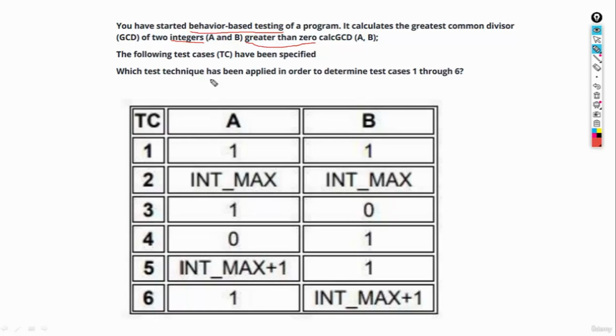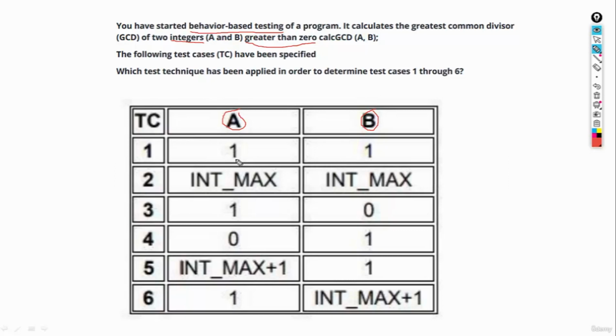So here the tester has already written some test cases. These are 6 test cases. For each test case we have two inputs, A and B. Okay, and these are the values of A and B. So in this system we have two integers, they must be greater than 0. So the values begin from 1 until infinity. So you can enter any positive value which is greater than 0, 1 million, 2 million, or anything.